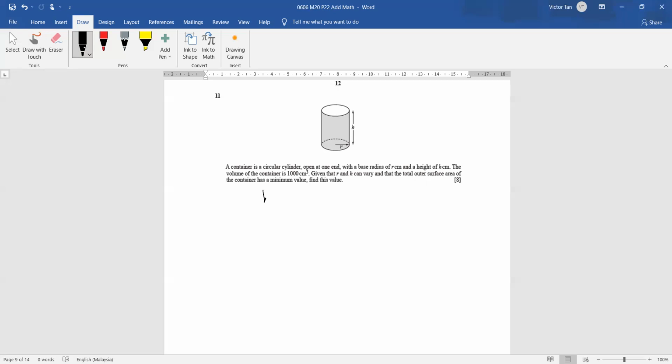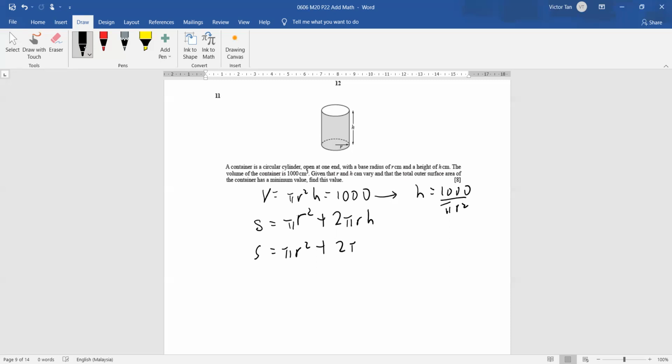So you have V, which is pi r squared h, given by 1000. The surface area is the bottom surface, pi r squared, plus the curved surface area, 2 pi r h. Here h is 1000 over pi r squared. So substituting the h, 2 pi r times 1000 over pi r squared. Cancel pi, cancel one r. So you have S equals pi r squared plus 2000 over r.